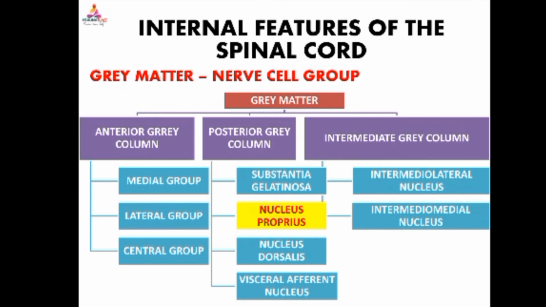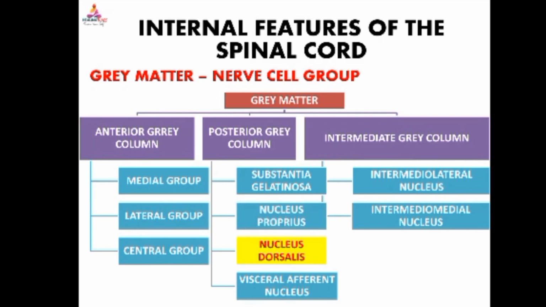Second is the nucleus proprius, a group of large nerve cells situated anterior to the substantia gelatinosa and constitutes the main bulk of cells present in the posterior gray column. It extends along the whole length of the spinal cord and receives the fibers from posterior white column that are associated with the sense of position and movement, 2-point discrimination and vibration.